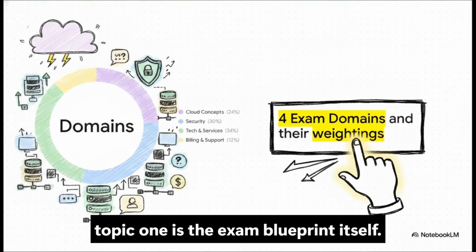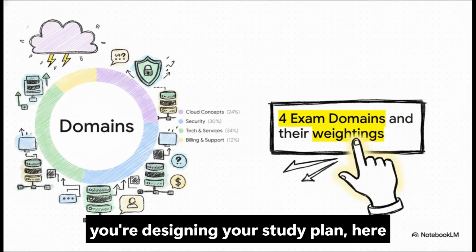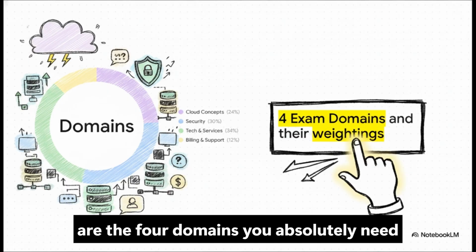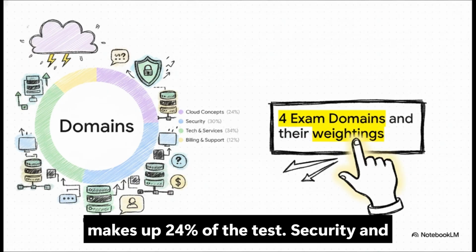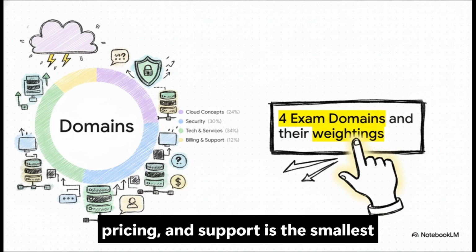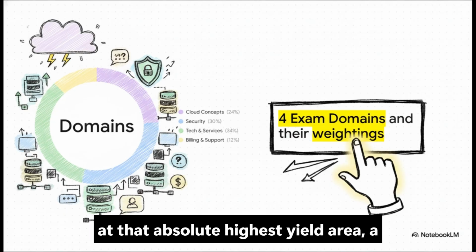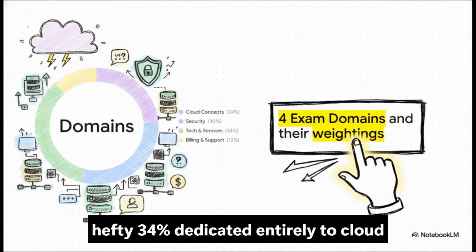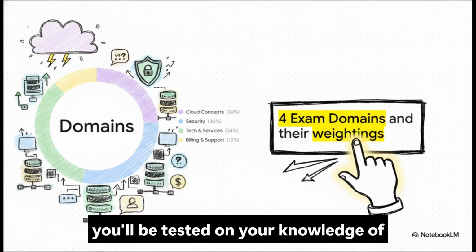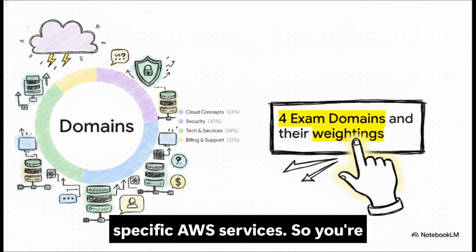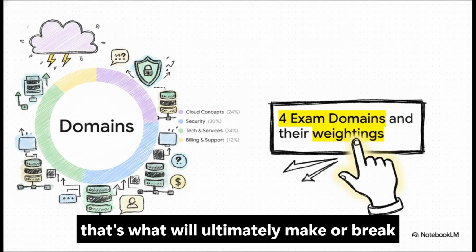So topic 1 is the exam blueprint itself. Honestly, understanding what the test actually values is half the battle when you're designing your study plan. Here are the 4 domains you absolutely need to know. You'll notice cloud concepts makes up 24% of the test, security and compliance sits at 30%, and billing, pricing, and support is the smallest piece of the pie at just 12%. But look at that absolute highest yield area, a hefty 34% dedicated entirely to cloud technology and services. That right there is the meat of the exam. That's where you'll be tested on your knowledge of specific AWS services. So you're definitely going to want to allocate your study time accordingly, because that 34%, that's what will ultimately make or break your final score.